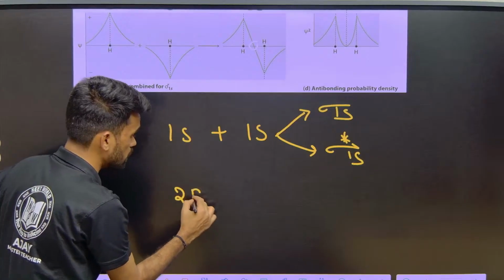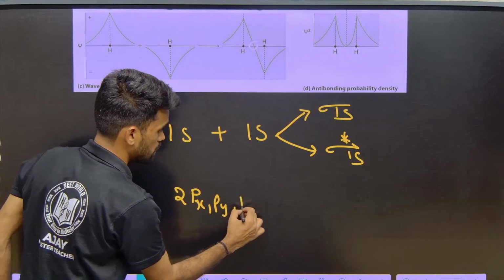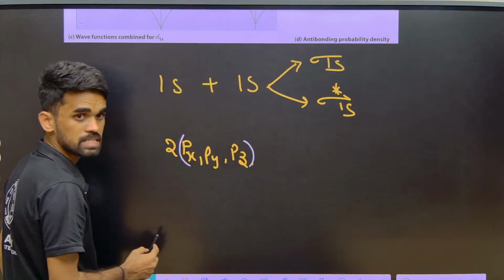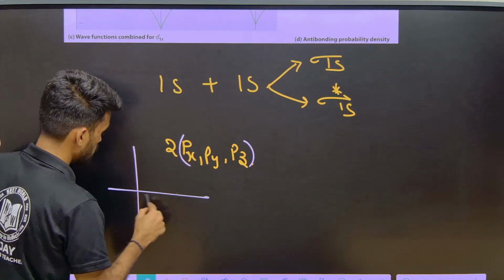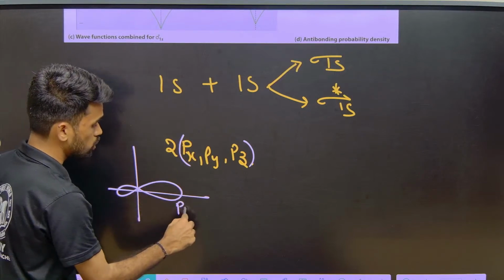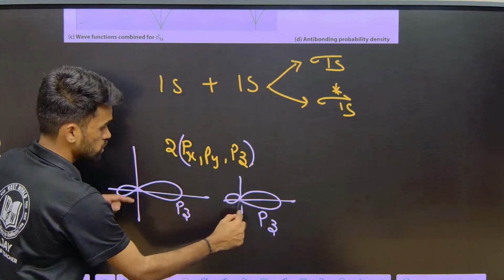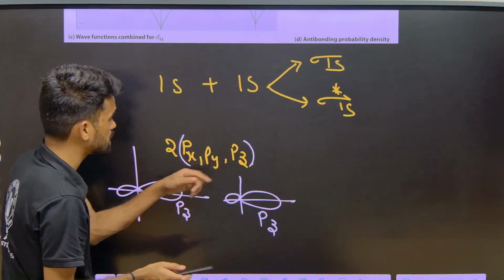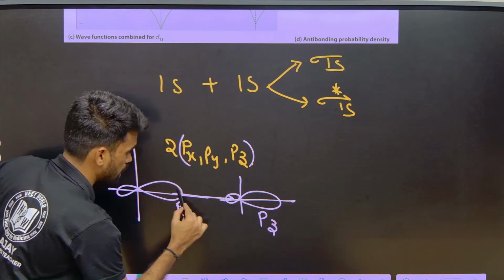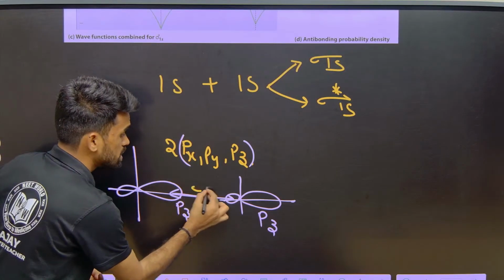Now, if I have 2p, how many p orbitals are there? We have px, py, pz, right? So now out of these three, consider one as the internuclear axis. Let us say three coordinates are there. Let us say the internuclear axis is like this. This is pz you can consider. This is again pz you can consider. So this is the internuclear axis. See, x, y, z are perpendicular to each other like this. So when they overlap like this, a head-on overlapping we should call it, that results in a sigma bond.